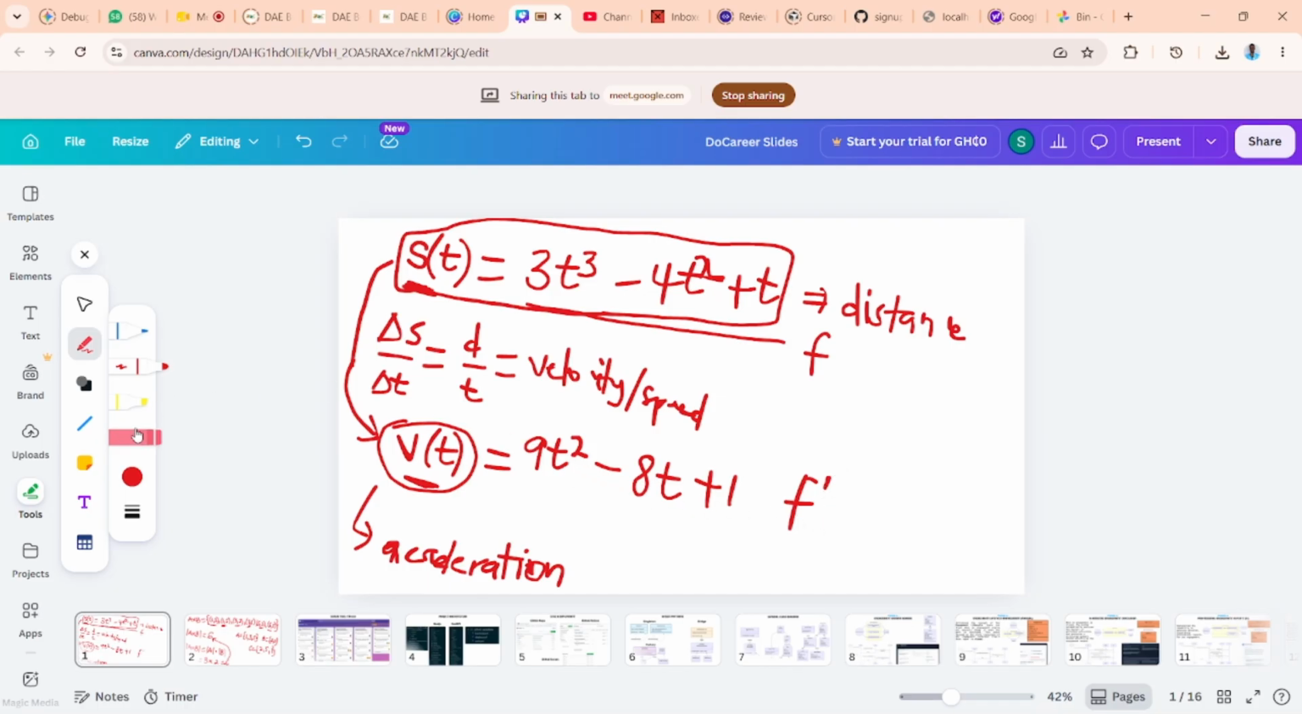Okay, so now if you have the velocity and you are to find the acceleration, that's how they flow: from distance to velocity to acceleration. If we are to find the acceleration, you have to get the velocity expression first. Then when you differentiate it, whatever you have will be the acceleration. So acceleration in terms of t will be the second derivative of this. The derivative of this velocity will be 18t minus 8. Yeah, so this is the acceleration expression.